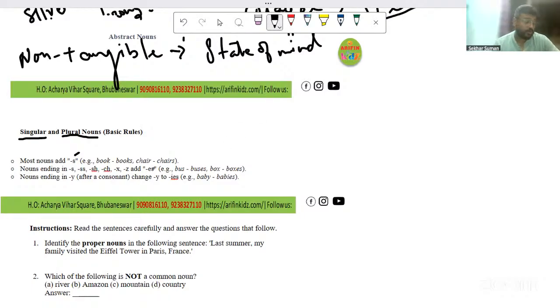So when you see that a particular noun ends with these letters, either a single S or double S or SH or CH or X or Z, then add ES to make plural. Again, there are certain exceptions where we cannot make them into plural because they are uncountable.